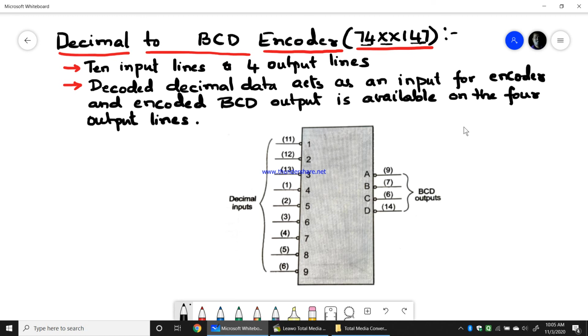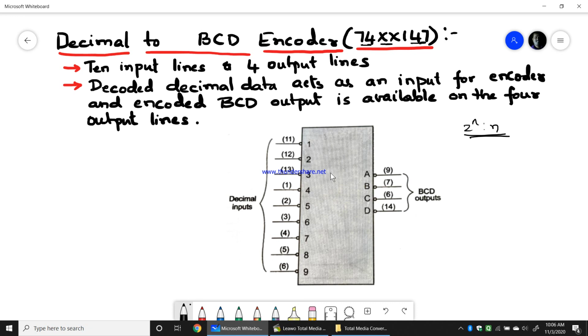This will not validate 2 power n to n, because when I have 4 output lines, it means 2 power 4 is 16 input lines should be there. But anyway, this will not go with that condition. Normally the definition we give for decoder and encoder is a multiple input multiple output device. Therefore it need not follow the same 2 power n to n or n to 2 power n. It can have other combinations also.